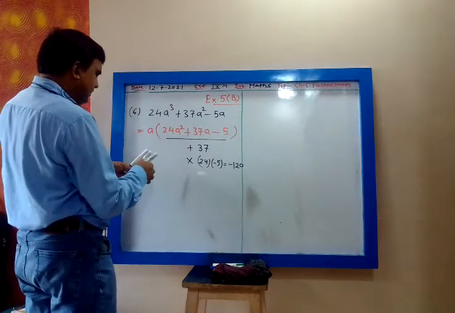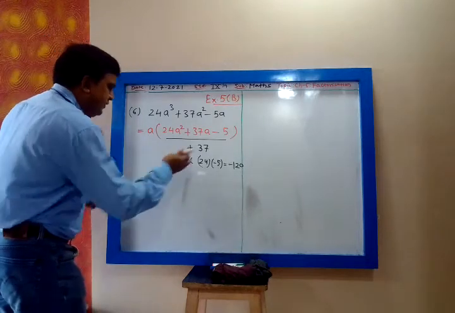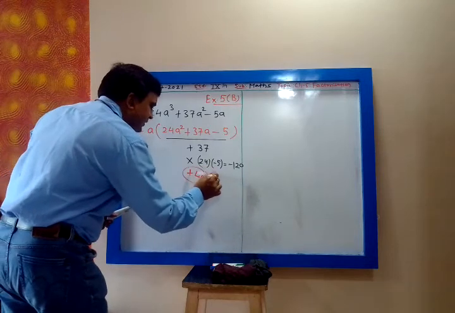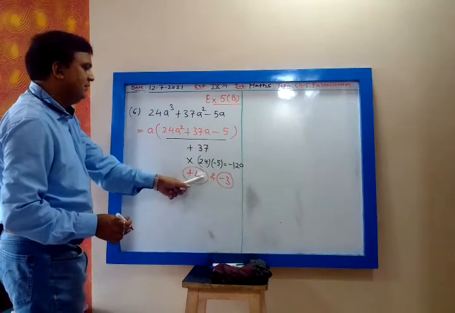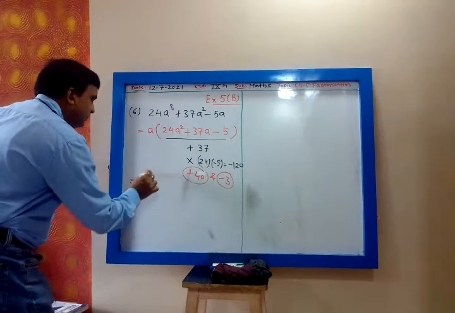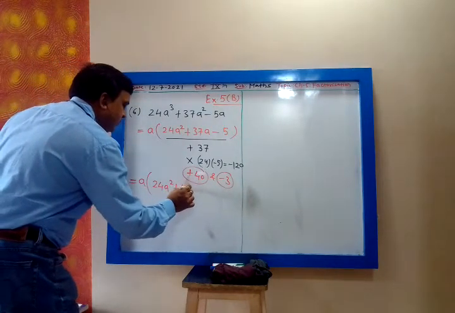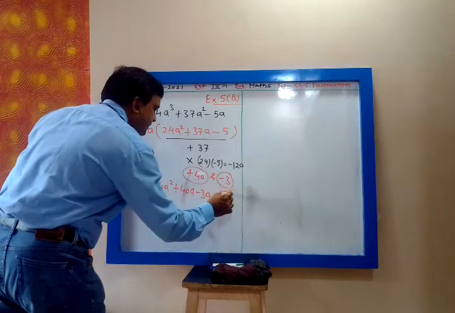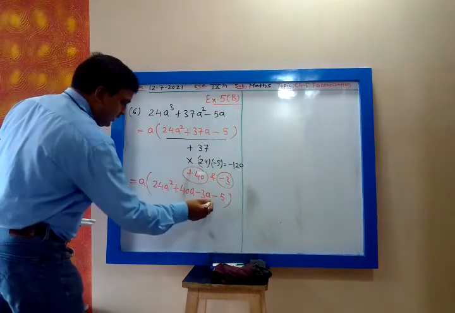We'll take the numbers. If you take the numbers as plus 40 and minus 3, when you add, you will get plus 37. When you multiply, you will get minus 120. So this I will write as 24a square plus 40a minus 3a minus 5. So this middle term 37a we split as 40a minus 3a.